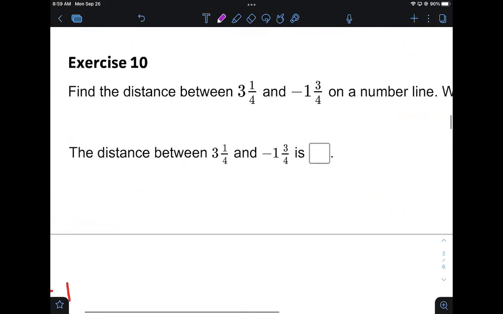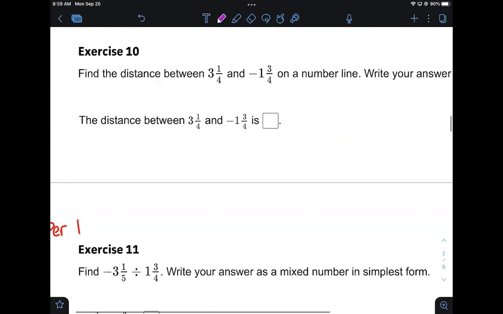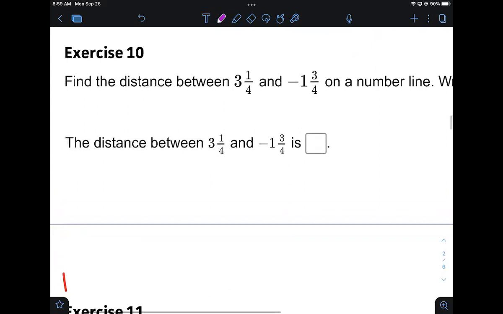Number 10 says find the distance between 3 1/4 and negative 1 3/4 on the number line. Now, I'm not going to draw a number line. I have one up here in the front of my class, though. If I asked you how far apart 2 numbers are on the number line, you could count if you actually had the number line. So, for example, 6 and 2. How far away is the 2 from the 6? 4 units. You could count, right? Start here. 1, 2, 3, 4. They're 4 units away. How else could you get 4 from the numbers 6 and 2?